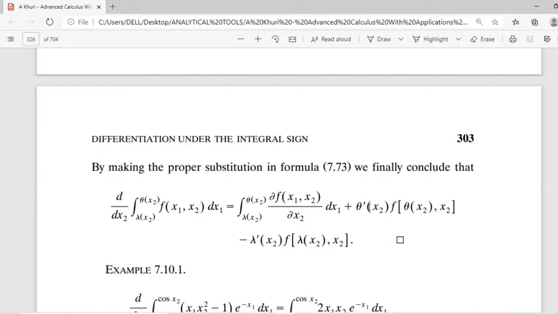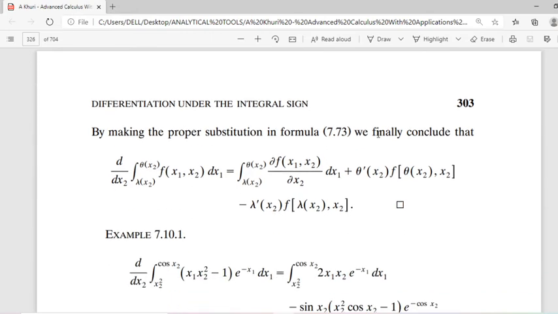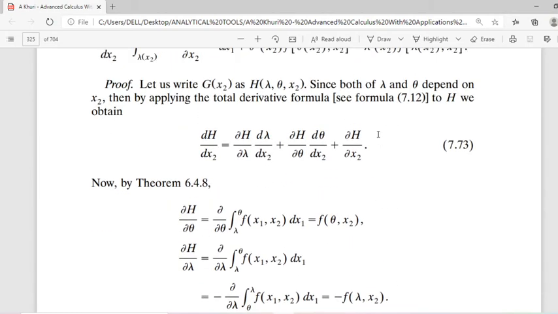What is d theta by dx2? That is theta dash x2. Now the third term is, actually, what is that? What we have obtained? Yeah, this one: dou h by dou x2 is nothing but lambda of theta dou f of x1 comma x2 by dou x2 dx1. So that is substituted there. So the result is obtained. So it is very easy to prove this formula.